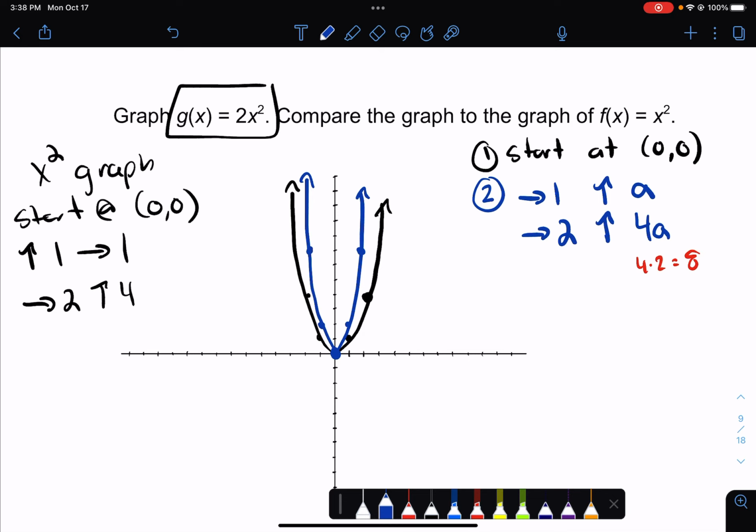Okay. So when it says to compare the graph, all I'm going to say is that my slope is 2, or I'm going to say that it's skinnier. Either of those tells me that you understand what I'm talking about. The slope, instead of just being 1, the normal slope, is multiplied by 2. Or you could say that it's a skinnier graph. All right. Okay, let's try another one.